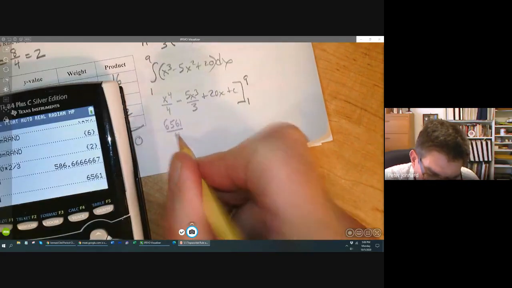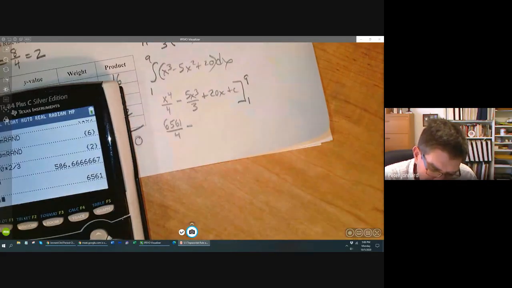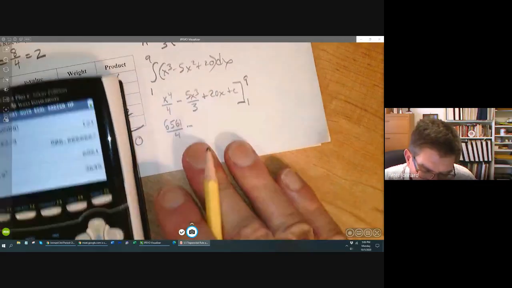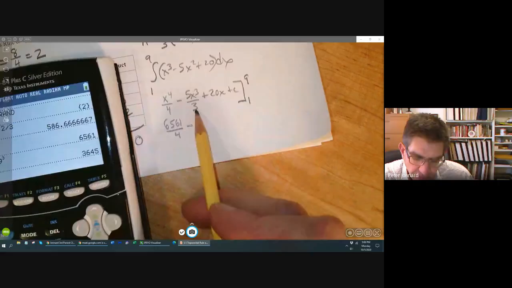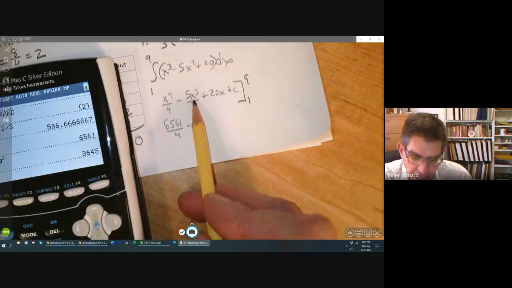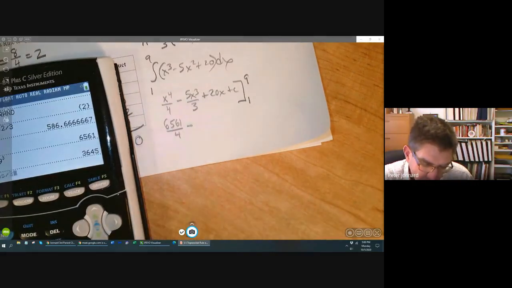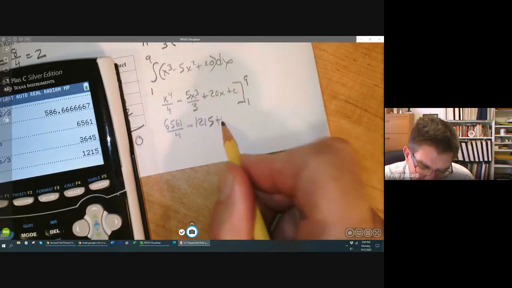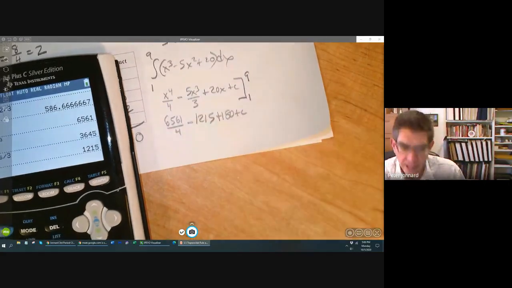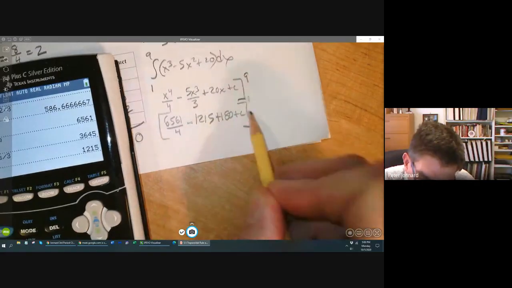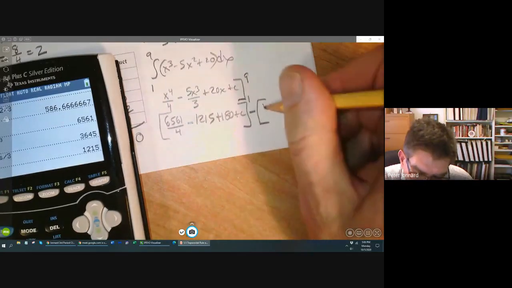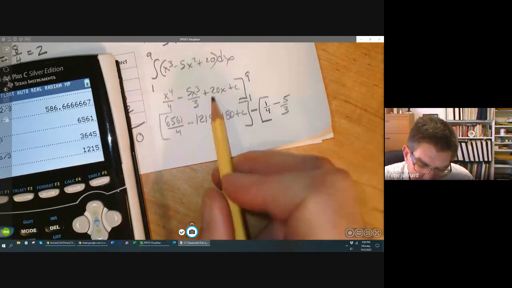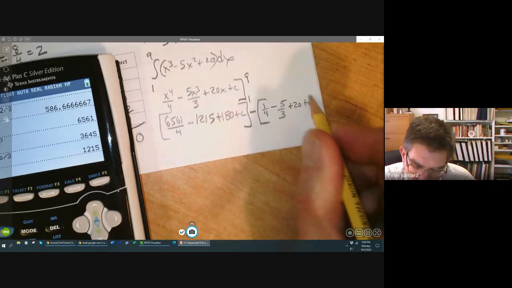6561 over 4, and then minus 5 times 9 to the 3rd power is 3645. Let me see about that. Because this is a multiple of 3, when I divide this by 3, I should get a whole number. So I end up with minus 1215. Okay, 20 times 9 is 180, and then plus c, like so, right? And then I'm going to subtract what I get if I put a 1 in here. So minus 1/4, minus, put a 1 in there, minus 5/3, and plus 20 plus c, like so.